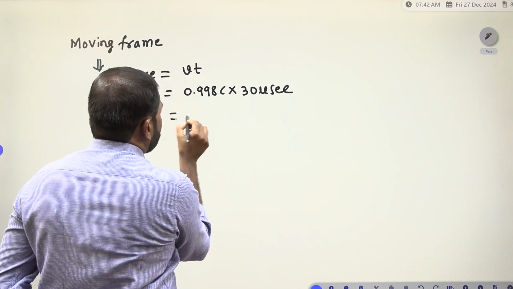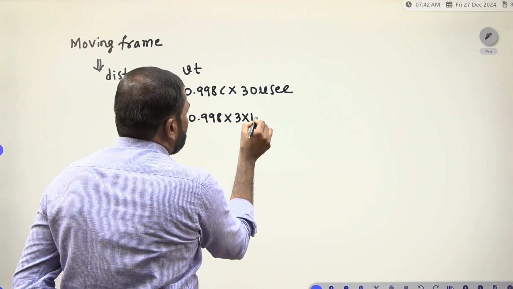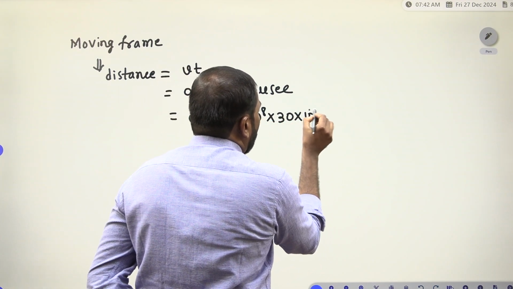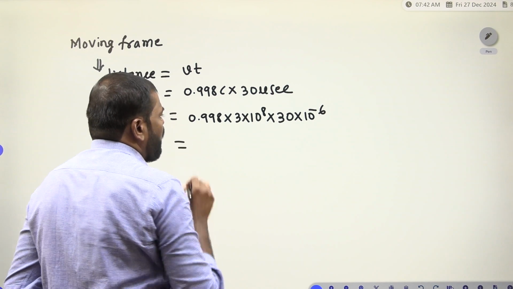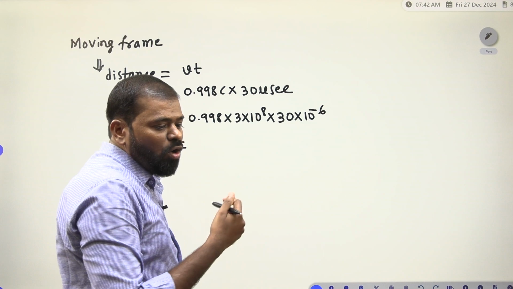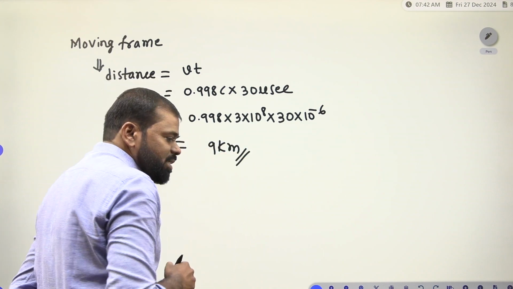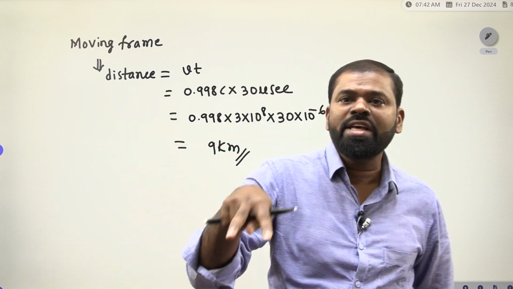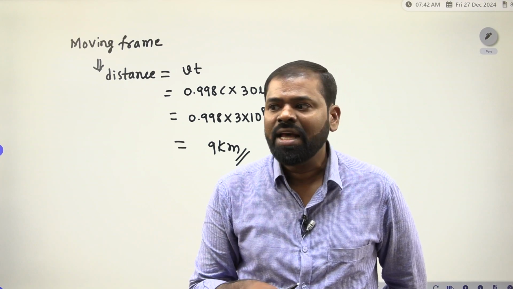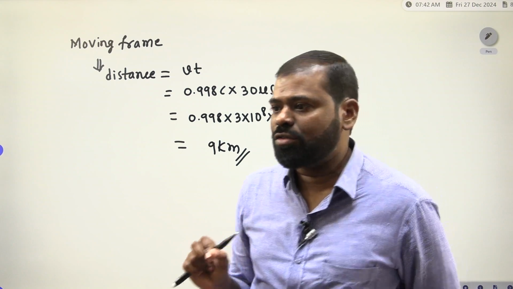Now if you substitute, 0.998 into 3 into 10 to the power of 8 meters per second into 30 into 10 to the power of minus 6, how much do you get? You are getting 9 kilometers. 9 kilometers means the distance is also more, correct? The distance also has a larger value. So therefore, what we have to write?